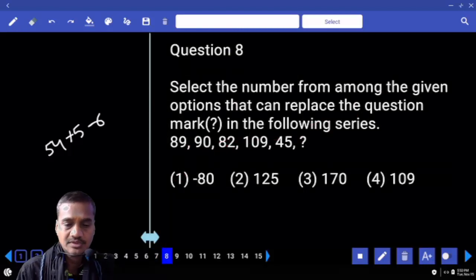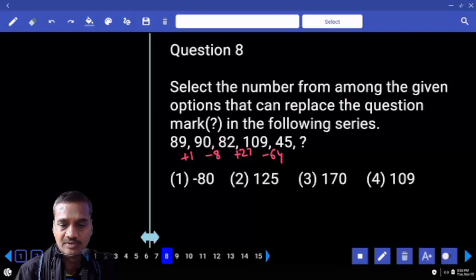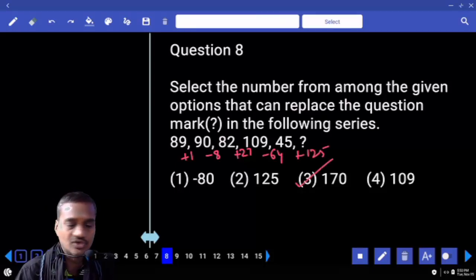Then the eighth one, 89, 90, 82. 89 and 90, the difference is how much? Plus 1. 90 and 82, the difference is minus 8. 82 and 109, the difference is how much? Plus 27. 1 cube, 2 cube, 3 cube and minus 4 cube. And next one plus 5 cube. And 125, 12 plus 4, 170. Choice 3, question number 8.